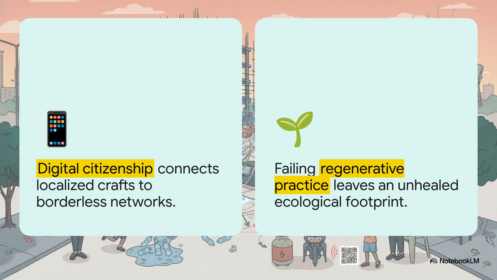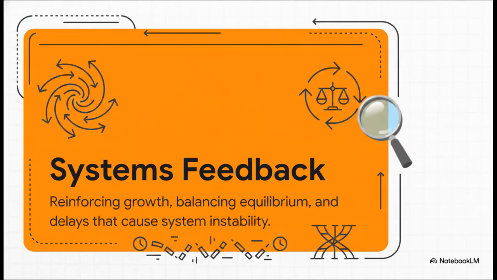And what about that clogged storm drain the vendor is standing over? Well, that is a glaring failure of regenerative practice. The ecological footprint of the street has broken down, completely failing to restore or maintain the environmental system. So the ARTS lenses help us identify the nature of these systems.